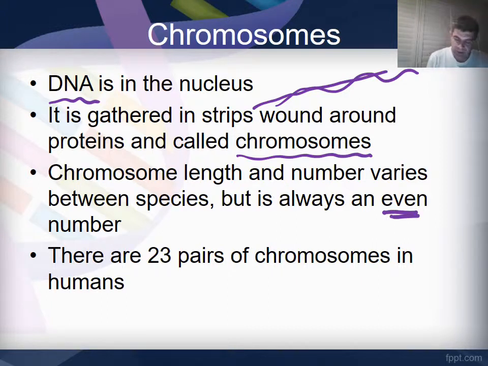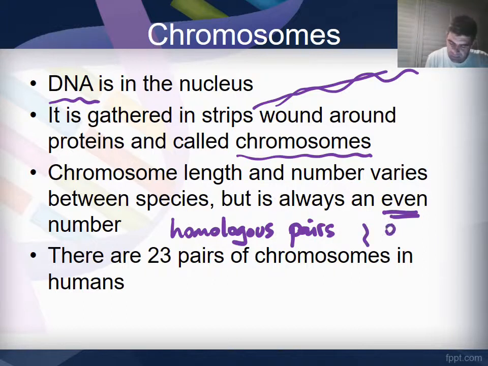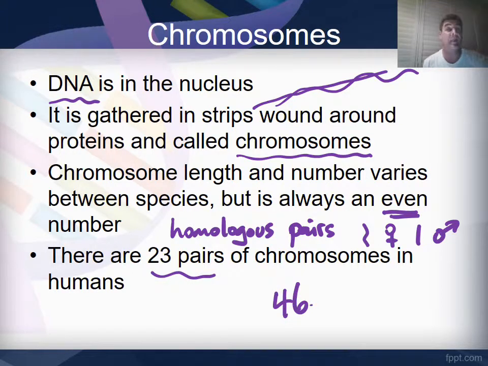And this is because chromosomes come in what we call homologous pairs. Homologous pairs are chromosomes where one has come from the mother and one has come from the father. In humans, there are 46 chromosomes, which is equivalent to 23 pairs: 23 that have come from your mum and 23 from your dad.